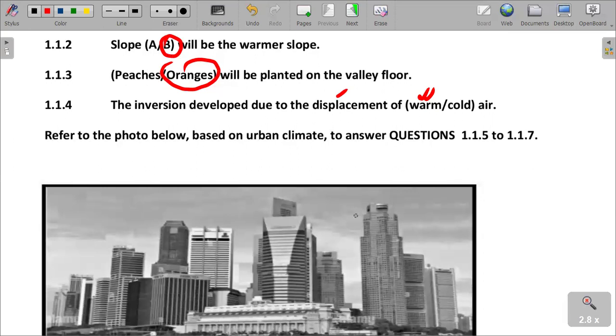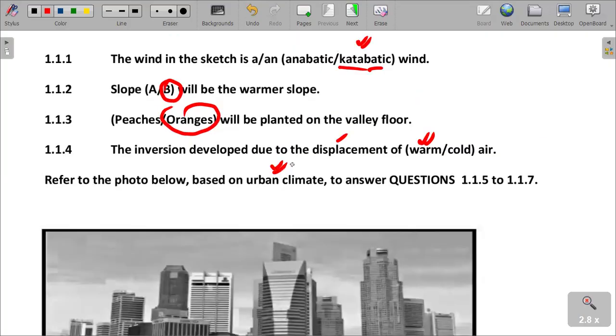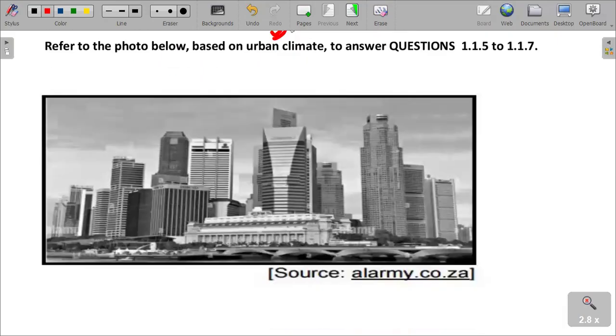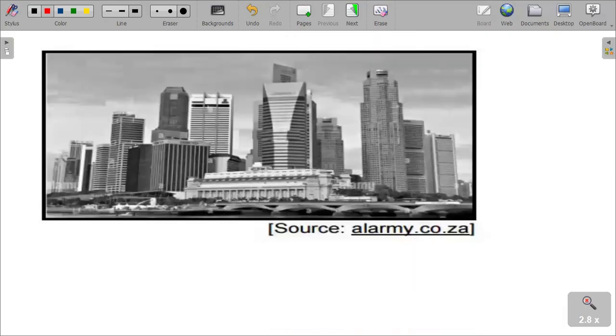We have got a photograph that is based on urban climate. We said in the beginning that microclimates can be explained by valley or urban climates. So urban climate is also a typical example of microclimate. How do we say that it's an urban area? We can identify that by the type of buildings that we are seeing here. These are vertically expanded buildings. We are talking about the congestion of buildings there.